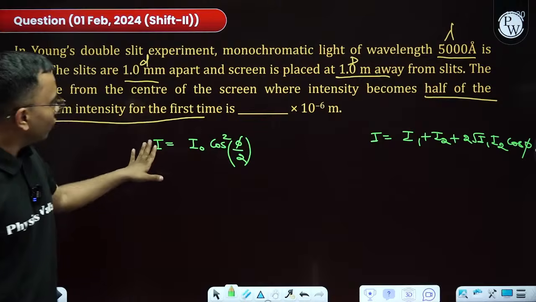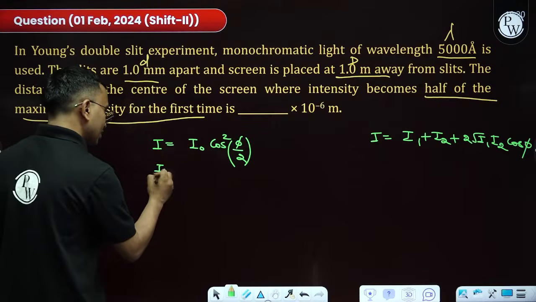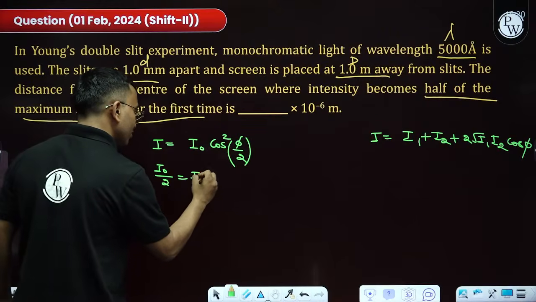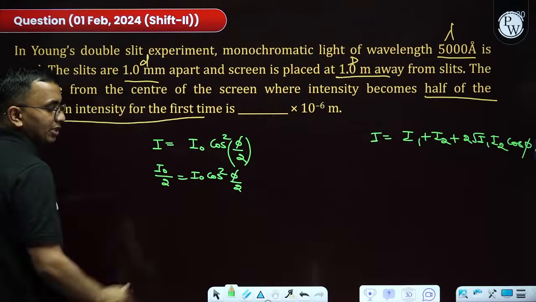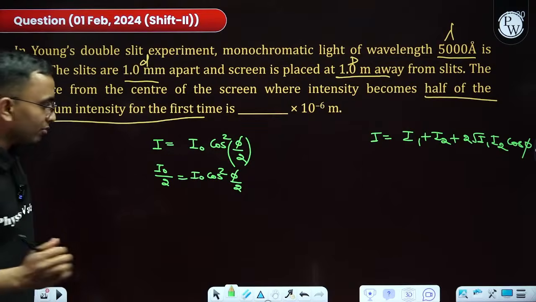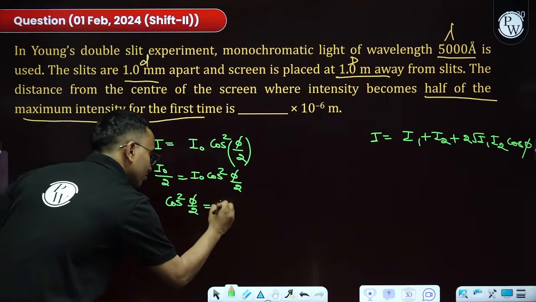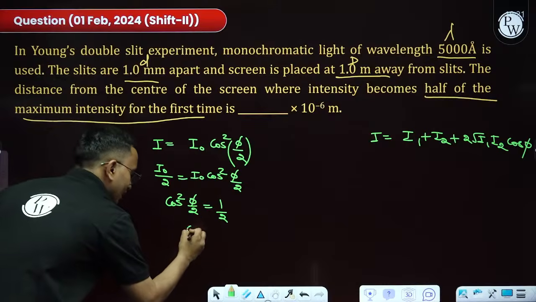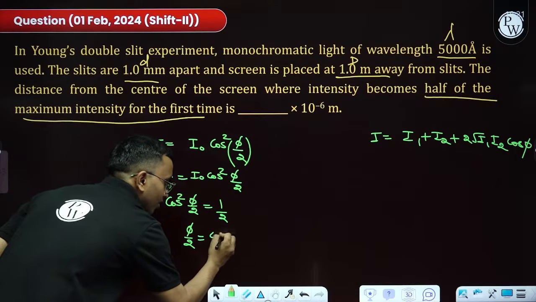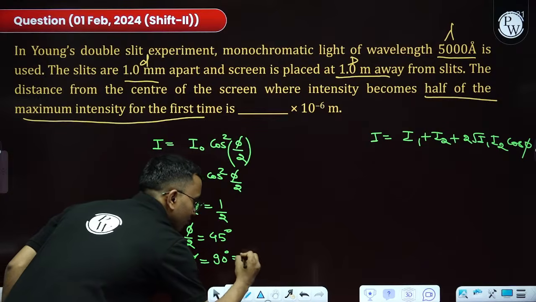Now here, when this intensity will become half of the maximum, put this as I0 by 2. This is I0 cos square phi by 2 now. It means my cos square phi by 2 is 1 by 2. Yes, cos square phi by 2 is 1 by 2. It means my phi by 2 is 45 degree. Yes, phi by 2 is equal to 45 degree and phi comes out to be 90 degree, means pi by 2.